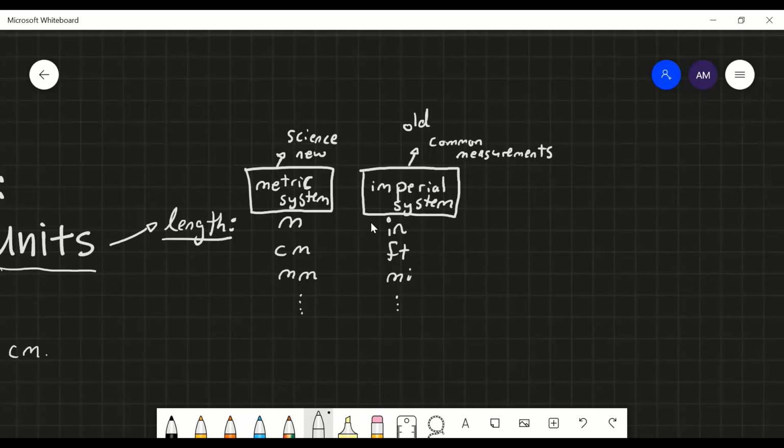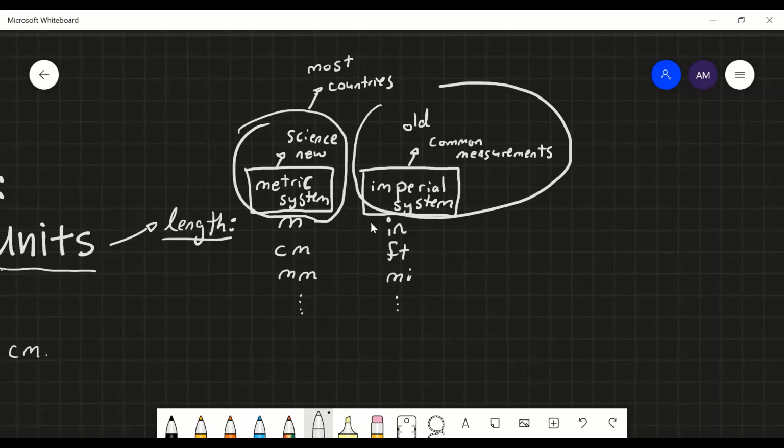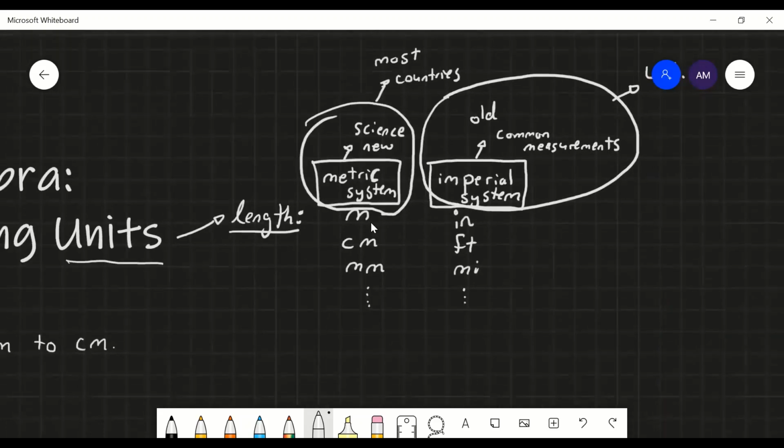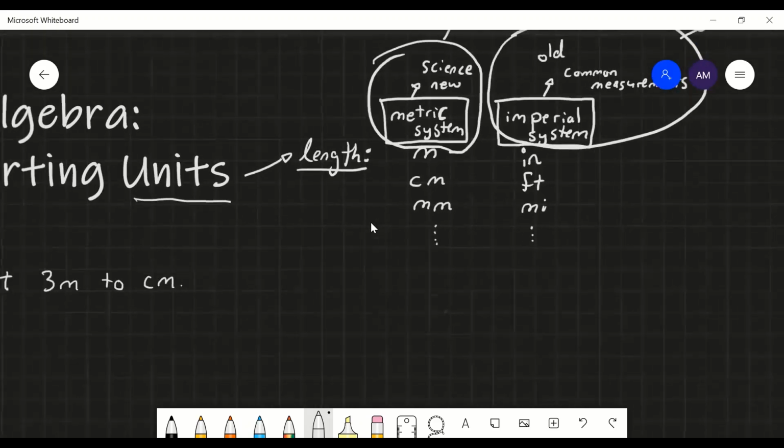Now, as far as the standard goes, most countries have switched over to the metric system entirely. However, there are still a couple. I know in particular the US, United States, they still use the imperial system. But most other places use the metric system. So it's important to know both, depending on your intentions.